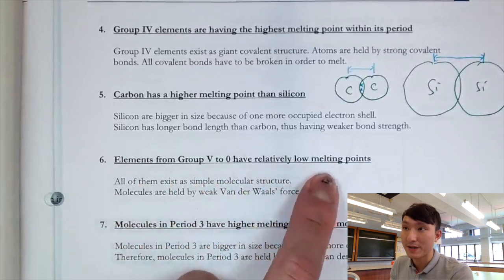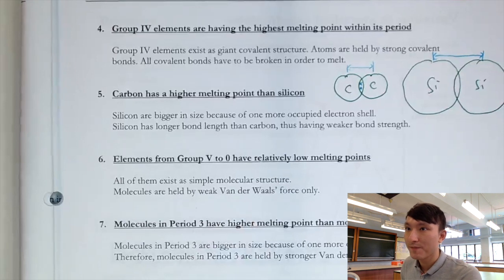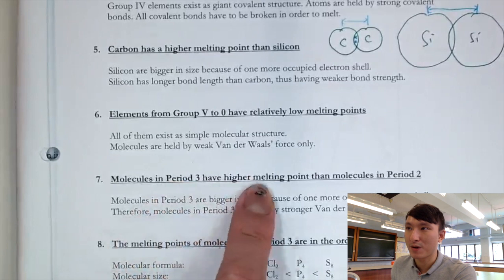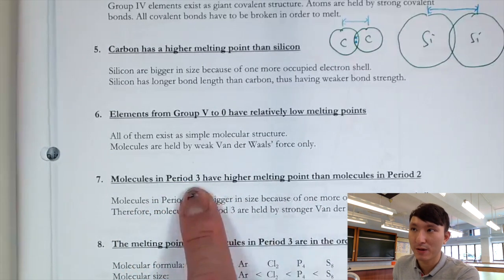We kind of talk about that because they have simple molecular structure, only weak van der Waals force holding the molecules together. Here, molecules in period 3 are having higher melting point than the molecules in period 2. Okay, so period 3 higher melting point than period 2.